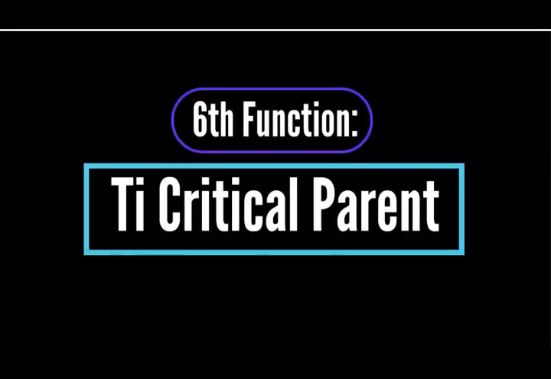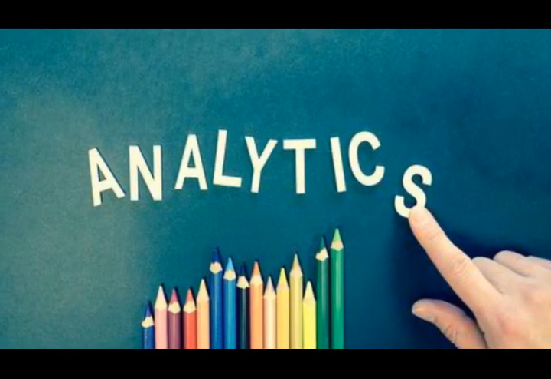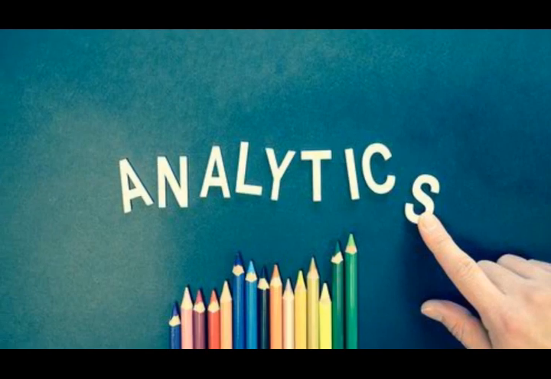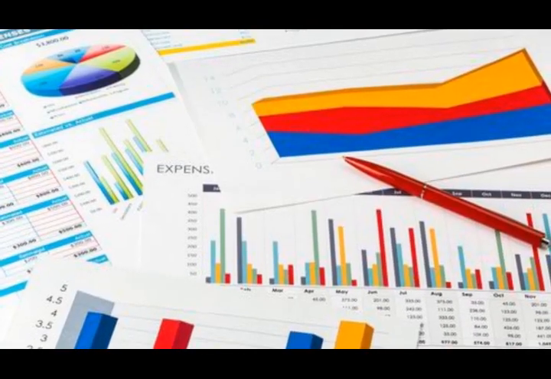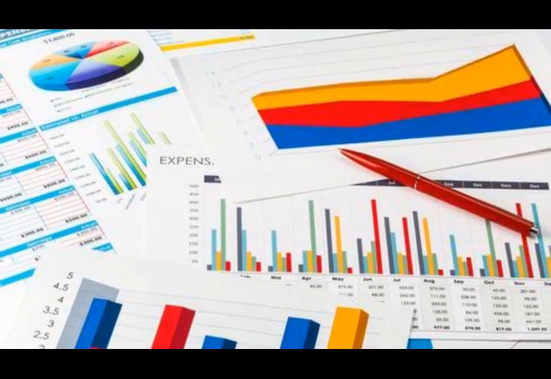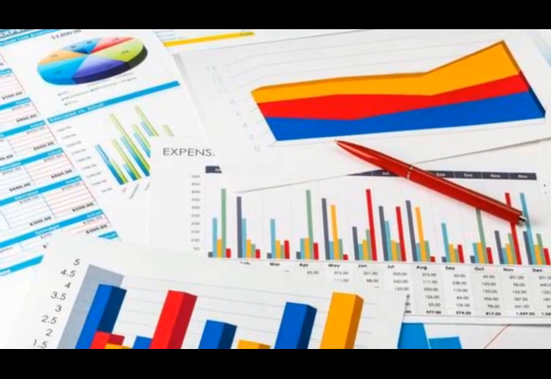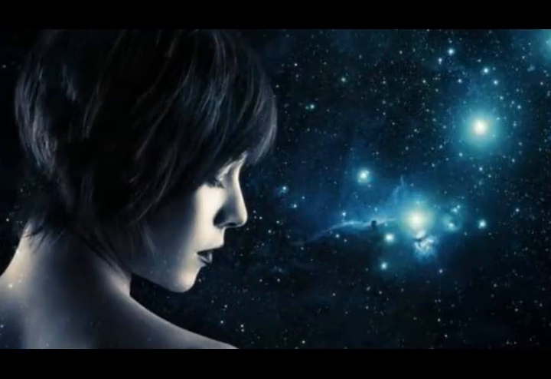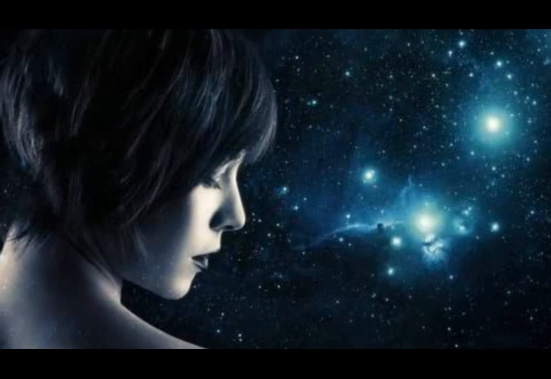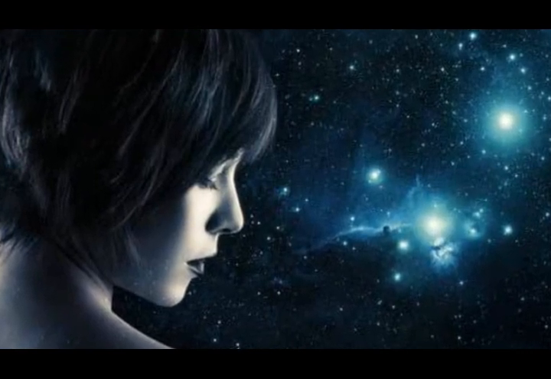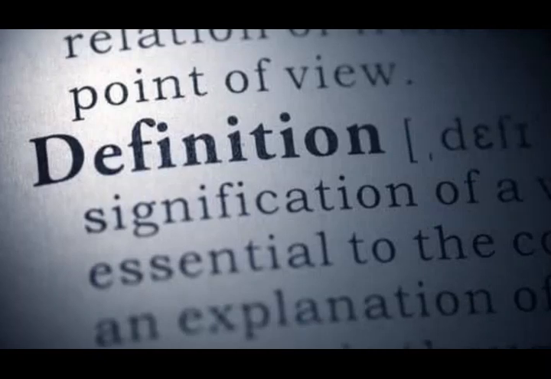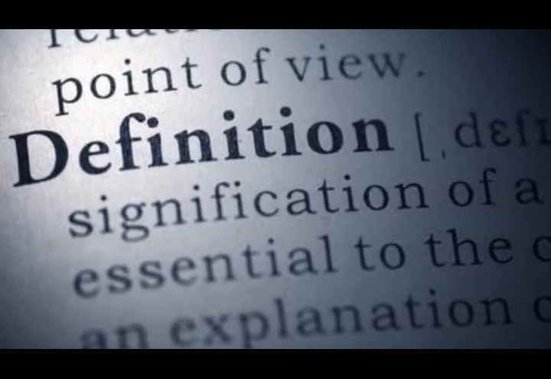INTJ 6th function, Ti critical parent. INTJs normally focus on impersonal external logic or applied logic, to organize, test and systematize their use of time and energy directed toward the accomplishment of a goal or objective. The internal logic of Ti, in contrast, pertains to rhetorical consistency and the organization of principles and definitions for the sake of understanding and making sense of the world.